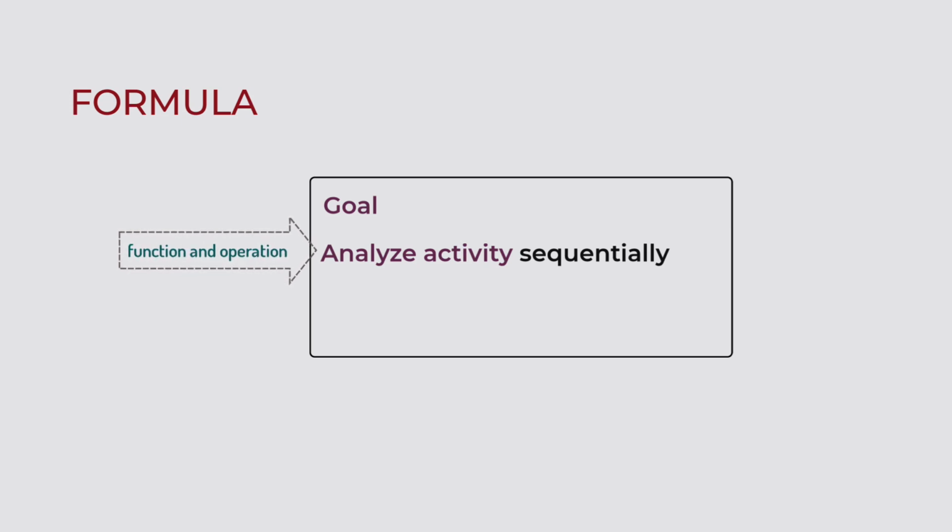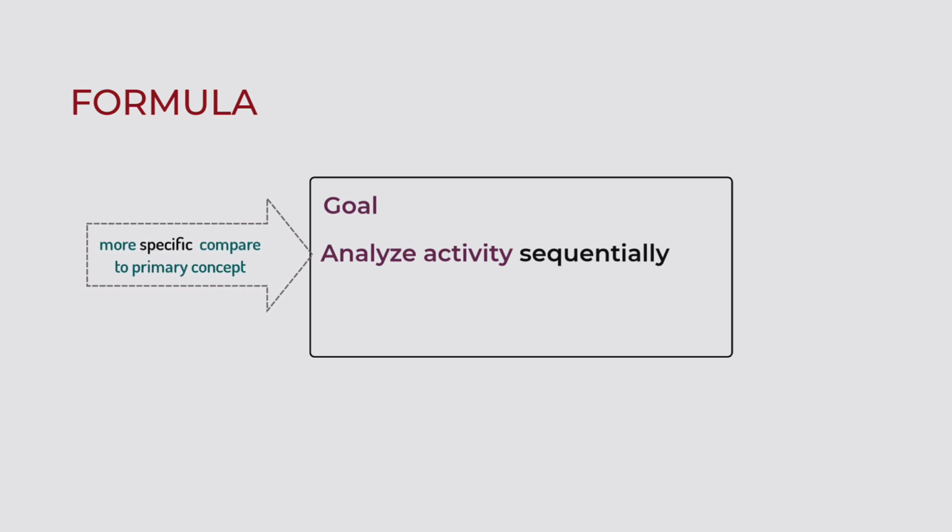Now that you've seen the example of the activity chain, the next question is, how do we systematically create an activity chain? I will describe the formula for constructing the activities chain. First, we need to define a clear goal. Once the goal is established, the next step is to determine the activities sequentially. Similar to the primary concept, each activity in the chain is described in terms of its function and operation. Although the activity chain outlines both the function and operation, we also need to add an additional level of specification to ensure that the sequence of activities aligns logically to achieve the goal.